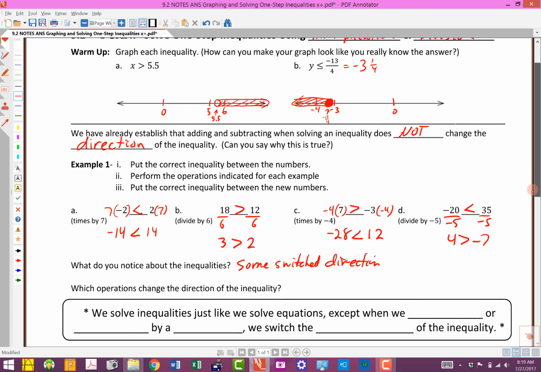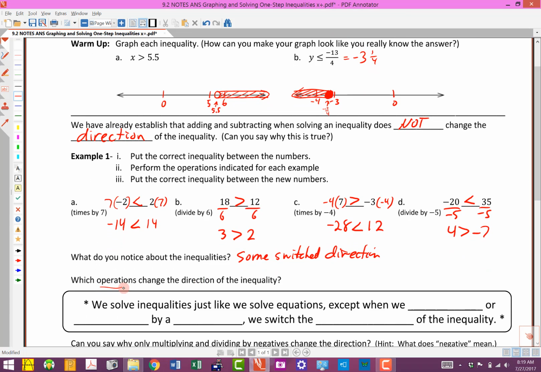Now this is a little bit misleading because it wasn't just an operation. Notice here we have multiplication that didn't change it. Here we have multiplication that did change it. So it's not just the operation. Here we have division that didn't change it, and here we had division that did change it. So which ones did change directions? Well, it was the two right here. It was the ones that involved the negatives. So it was the ones where we multiply or divide by a negative.